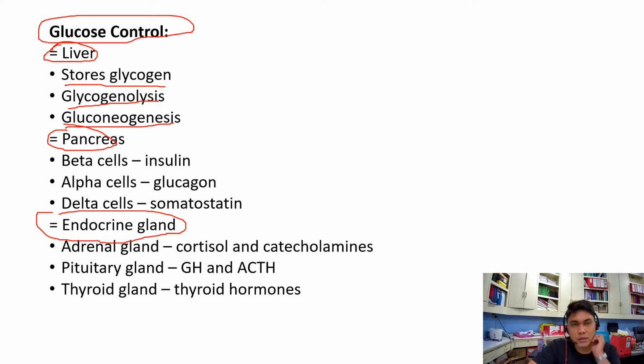Glycogenolysis is the breakdown of glycogen. Gluconeogenesis is the formation of glucose from non-carbohydrate sources. Then next, the pancreas. You have beta, alpha, and delta cells. Beta cells produce insulin, alpha cells produce glucagon, and delta cells produce somatostatin.